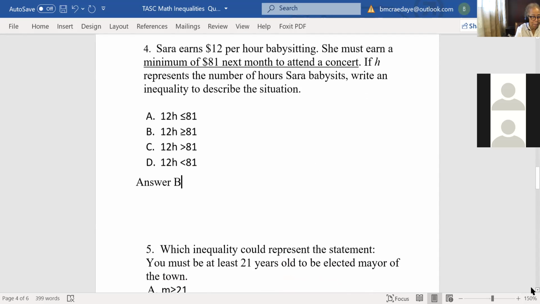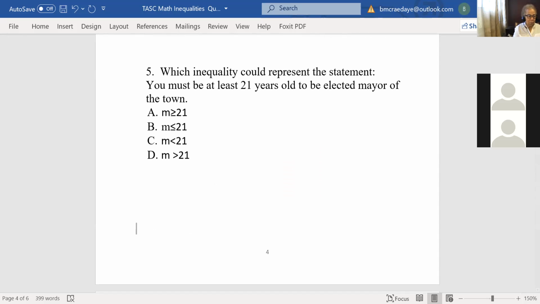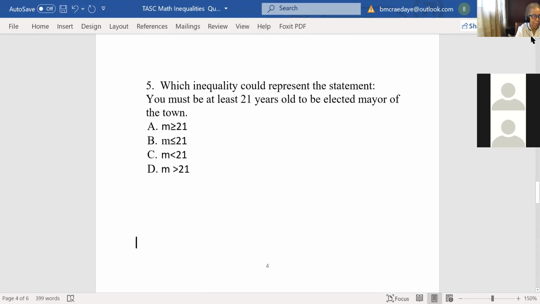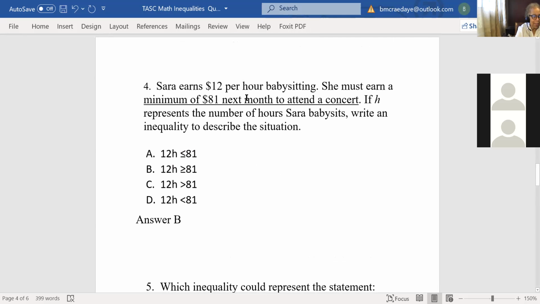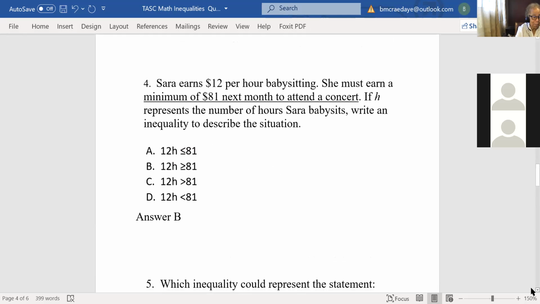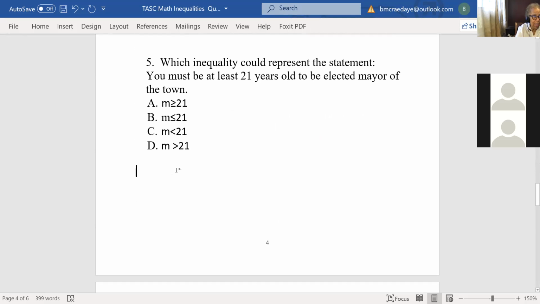Let's look at number 5, Maureen. What would you say the answer for that one is? Read it and tell me the answer. Which inequality could represent the statement: you must be at least 21 years old to be elected mayor of this town? Now, remember, at least is the same as back up here, right? Minimum of, that's the same thing. So at least is translated to greater than or equal. So what would you say the answer is, Maureen, for number 5?